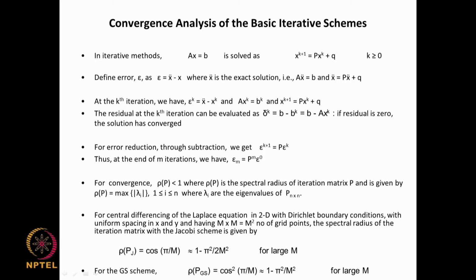Okay. Now, for the Gauss-Seidel scheme for the same 2D Laplace equation with the same number of divisions, the spectral radius is known theoretically to be cosine squared of pi by m. Here it is cosine pi by m, so that is 1 minus pi square by m square, whereas here it is 1 minus pi square by 2 m square. This 2 is in the denominator.